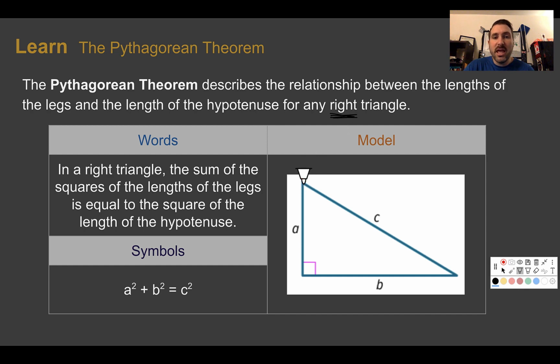Essentially what it means is if you were to draw a square on the two legs, so this square, and draw a square on this leg, adding those two squares together, their area would be the same as if you had a square on the hypotenuse. Now, we don't necessarily have to draw it each time. What we're going to see instead is saying the A square, so the square on the A side, plus the square on the B side is equal to the square of the C side, and C is your hypotenuse.